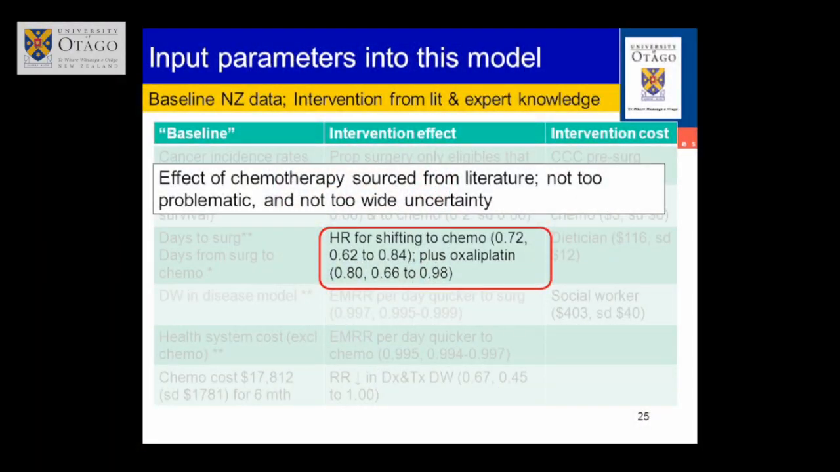Next thing we did was the hazard ratio. This is how much benefit you get from getting chemotherapy. That's it for standard, and then plus oxaliplatin. There's not too much uncertainty here, reasonably good estimates, not going to spend much time thinking about that variable.